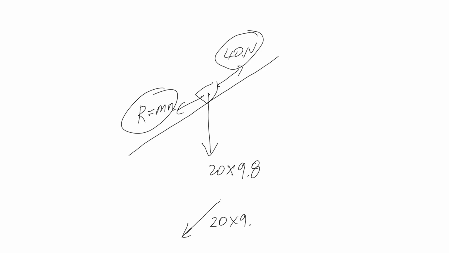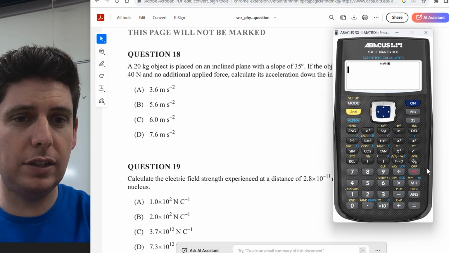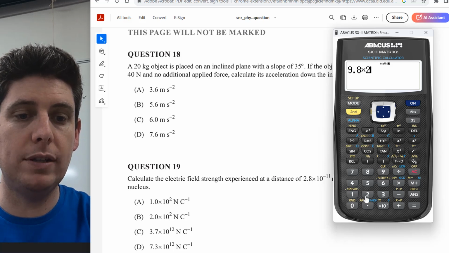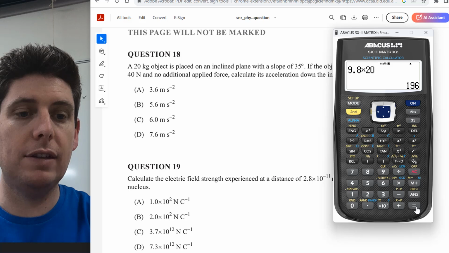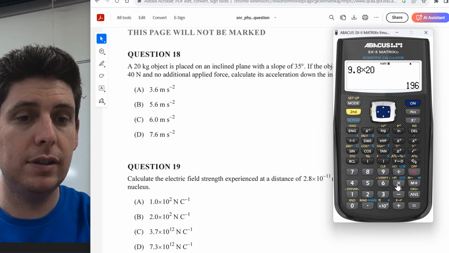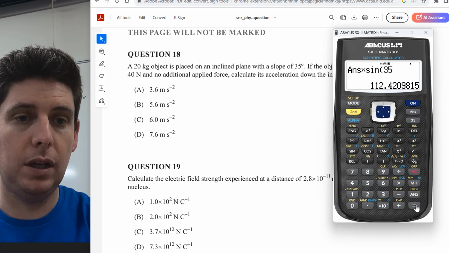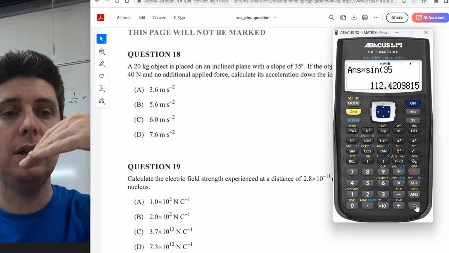We're going to have to turn this weight force into a weight force going that direction, so we multiply it by sine 35. If this is 35 degrees, this is 35 degrees here. This force is opposite the 35 degrees, and that's why we're using sine 35. Let's figure out that weight force first: 9.8 times 20, that's the weight in newtons. Now we're going to figure out the weight force acting down the plane.